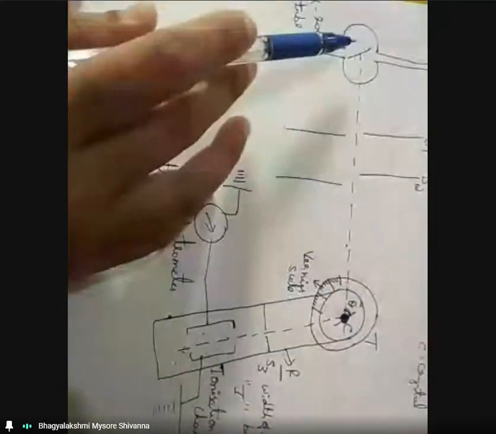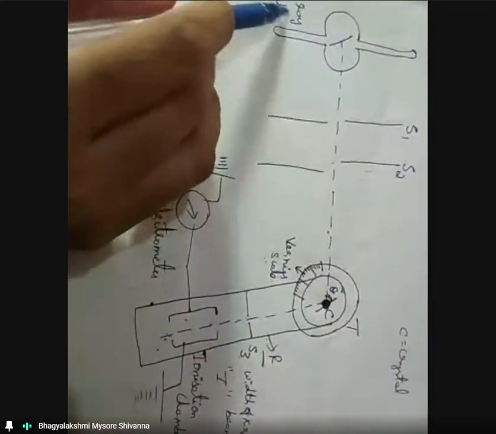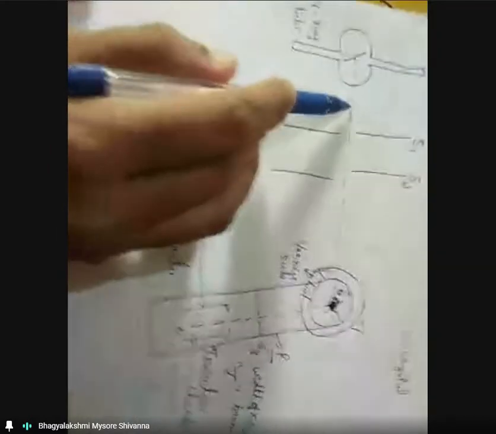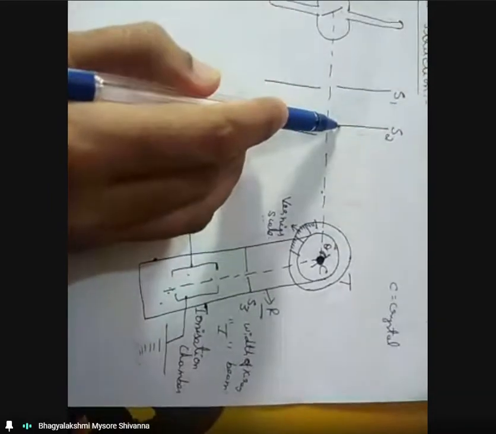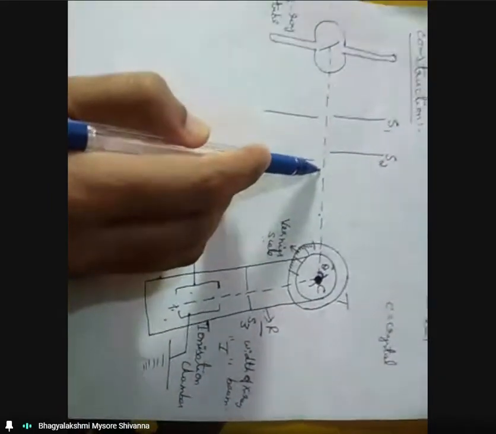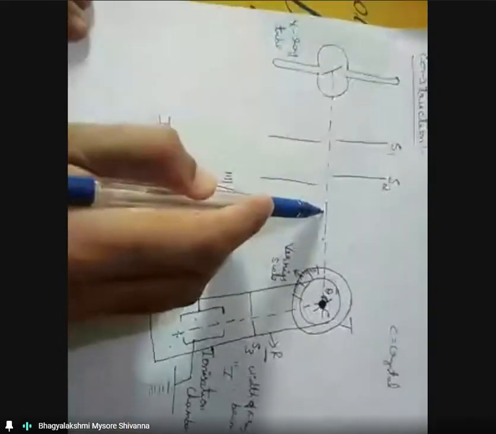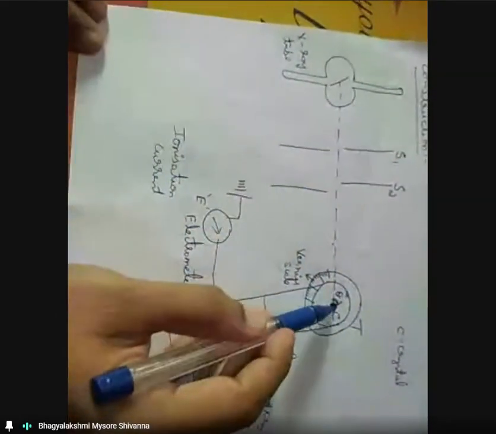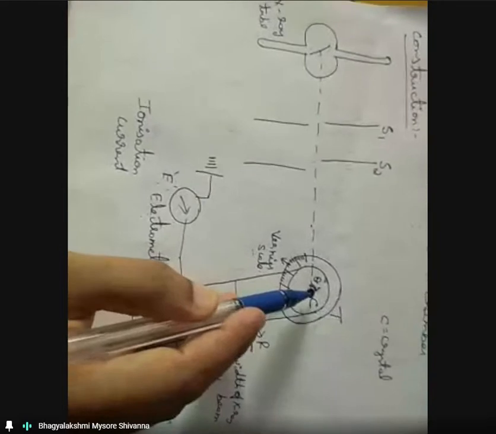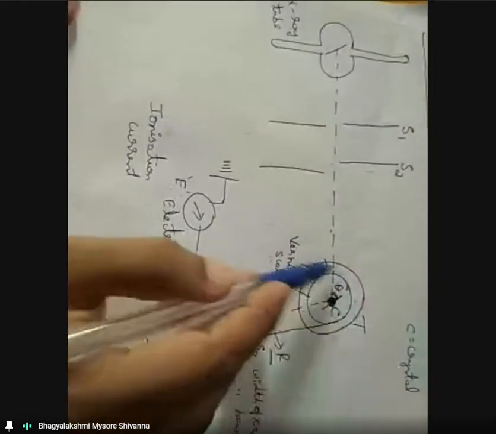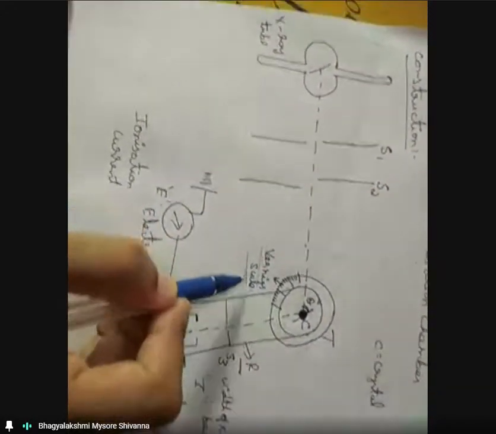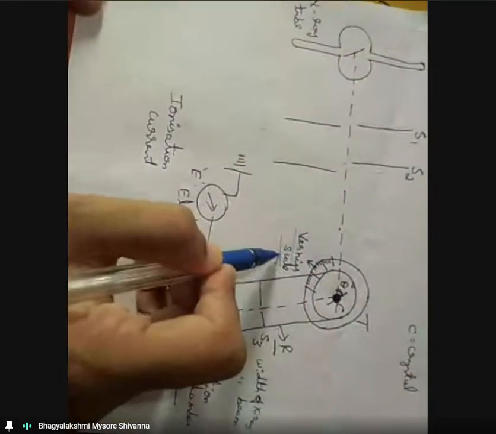X-rays are coming from this X-ray tube. After passing through the 2 slits S1 and S2, we get a fine narrow beam. This fine beam falls on this crystal, which is mounted on the circular table T. The table can rotate, and its position can be determined using the vernier scale.